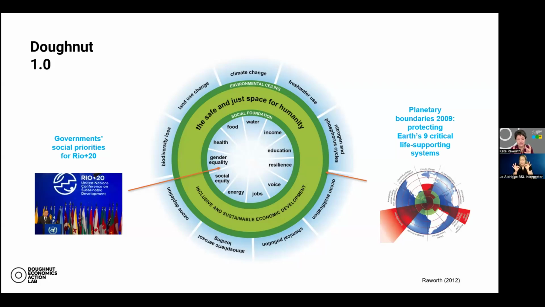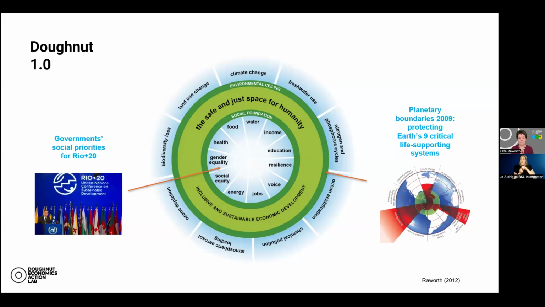But the reason for choosing that methodology was that I could then say back to the world's governments, whose social priorities are these? They're your social priorities. I crowdsourced them from you. And in fact, I was invited to present this concept of the donut at the UN General Assembly in October 2012. And I precisely was able to say to the world's governments, these are your social priorities. So it means that all the governments in the world were calling for these social values to be at the heart of the donut. That's where this Donut 1.0 came from.